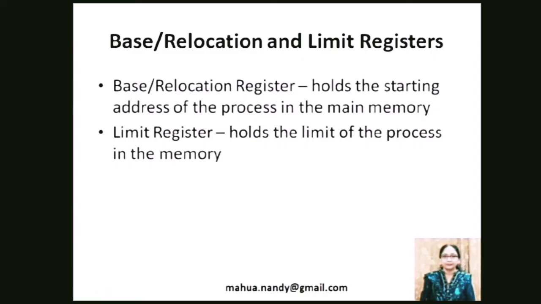Base register holds the starting address in the main memory from where the process needs to be relocated. Along with the base register, there should be a register that stores the ending location of the process, that is, the knowledge of the limit of the process in the memory. The limit is stored in a limit or bounds register.